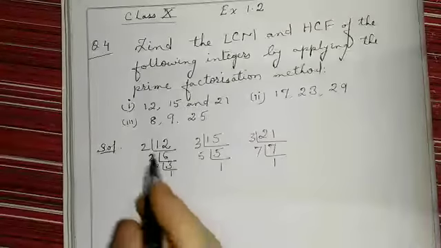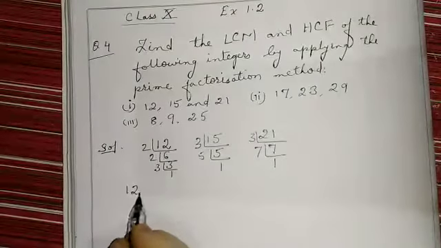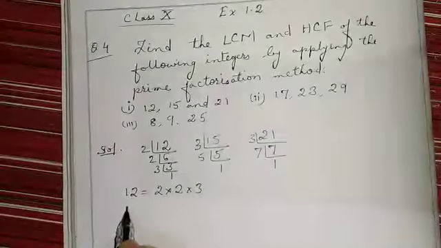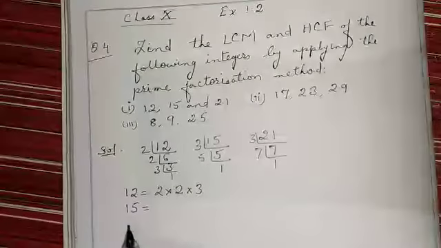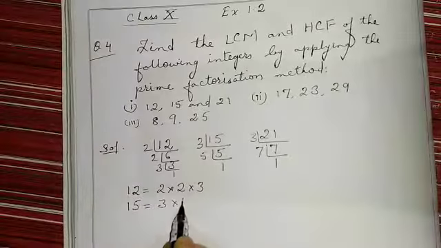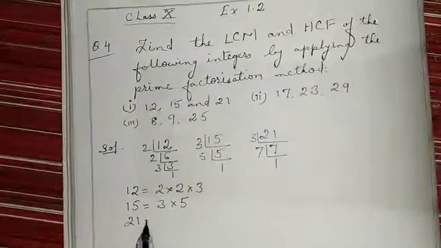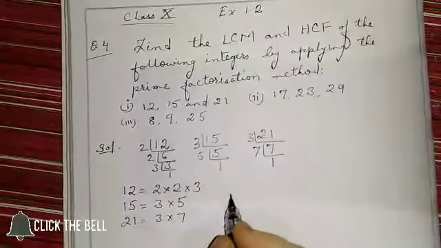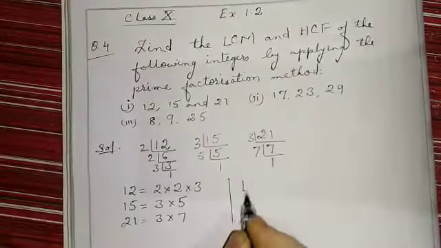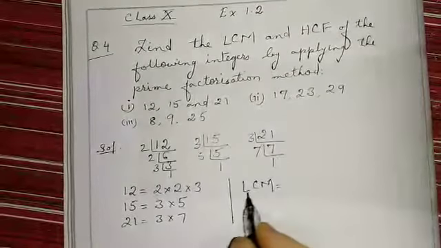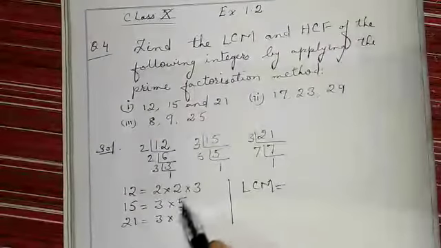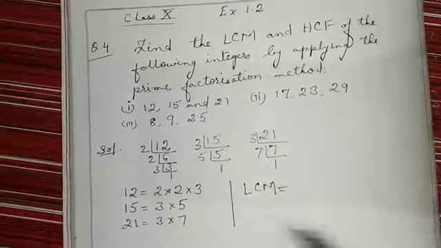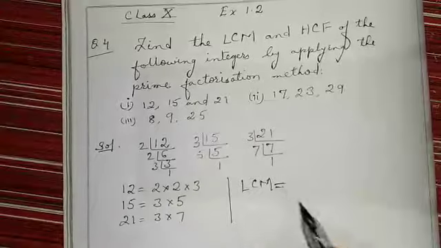Now write the prime factorization of 12. 12 is equal to 2 into 2 into 3. And 15 is equal to 3 into 5. And 21 is equal to 3 into 7. So LCM of these, write the LCM. In LCM you have to take the common factor. First you find out the common factor, and then whatever be the rest, that will also come in LCM.